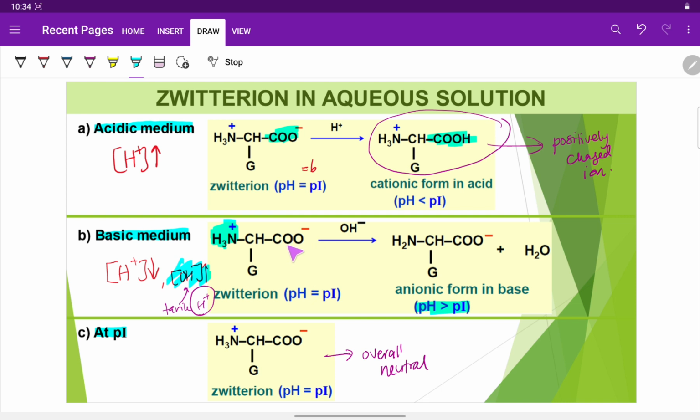So, apa yang akan berlaku? COO minus akan remain. So, OH minus sebab kita ada basic medium. So, OH minus tarik H plus daripada NH3 plus dekat sini. So, yang tinggal adalah NH2. COO minus remain unchanged. Okay, so dekat sini kalau di dalam basic medium, overall kita akan dapat negatively charged ion. Okay, tapi ingat sekali lagi, pI dekat sini bergantung kepada kita punya amino acid. Different amino acid will have different isoelectric point.